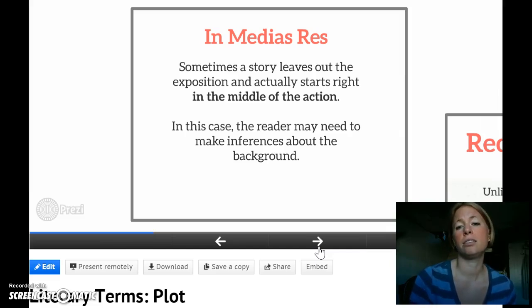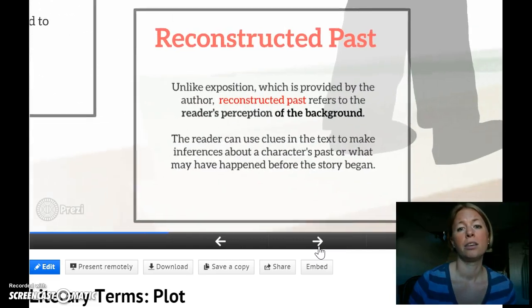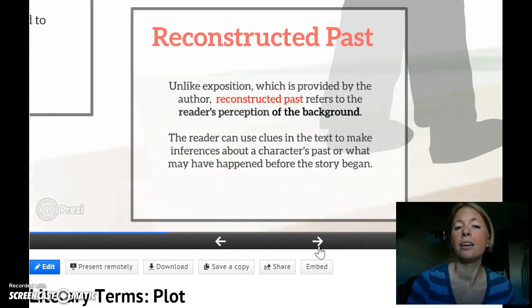If you read the Iliad this summer, you would have noticed in medias res, the story began in the middle, or actually towards the end, of the Trojan War. In this case, the reader will need to make inferences about the background. This is called reconstructed past. Unlike exposition, which is provided by the author, reconstructed past refers to the reader's perception of the background. The reader can use clues in the text to make inferences about what may have happened in a character's past, or what may have happened before the story began.